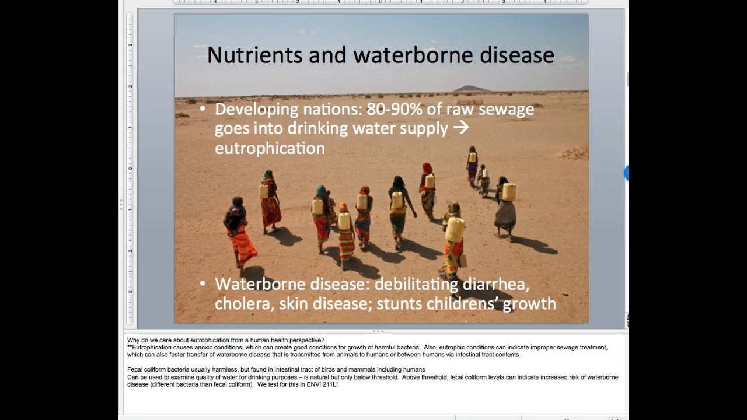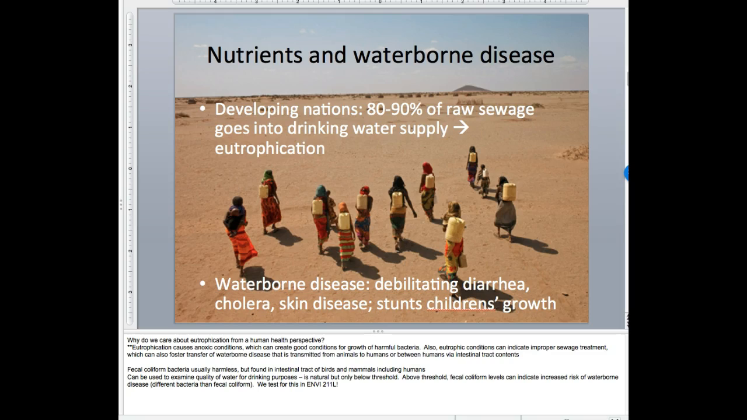Fecal coliform bacteria itself is not harmful, but it can be an indicator of the conditions that allow waterborne disease to thrive. So we use it as a way of testing for the conditions that would create a possibility for those types of diseases to arise. And in many cases, as you probably know from testing creeks around campus or here in Anchorage, fecal coliform bacteria is pretty prevalent in a lot of our water bodies, and we live in a pretty clean environment.